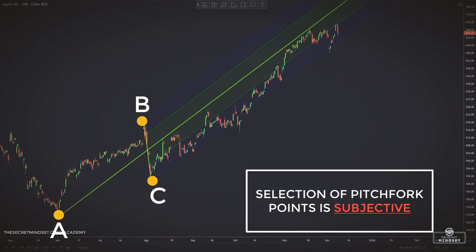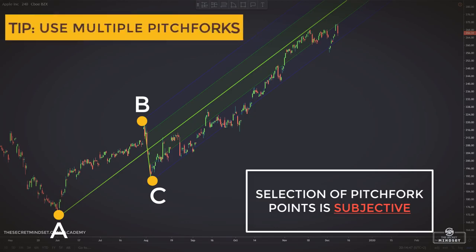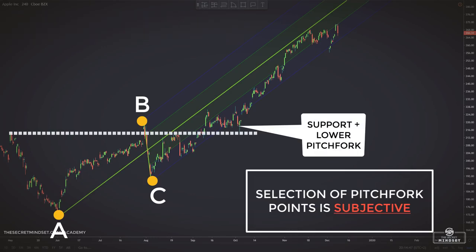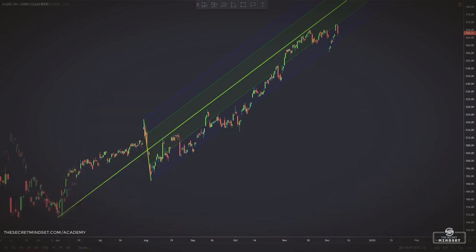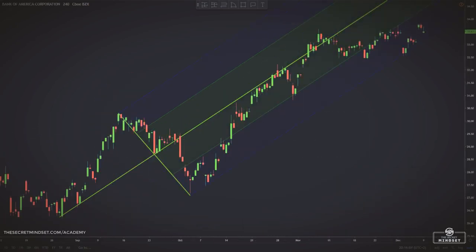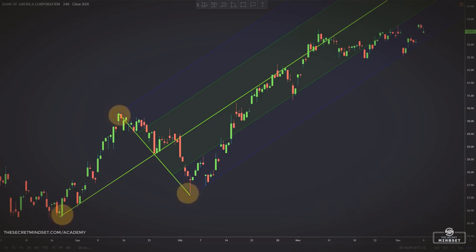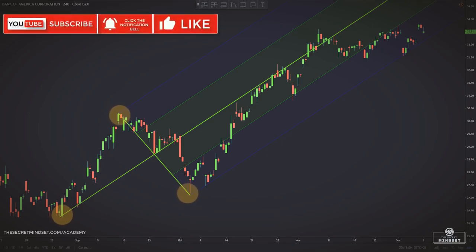In some cases, you may want to plot multiple Andrews Pitchforks on the same chart to provide an indication of where support or resistance may be the strongest. You may also look at different time frames to determine long-term and short-term support and resistance levels for a given security. You need to identify the right points in your analysis, because the success or failure of finding signals depends largely on how you plot the median lines.